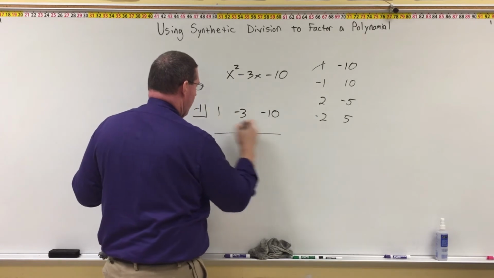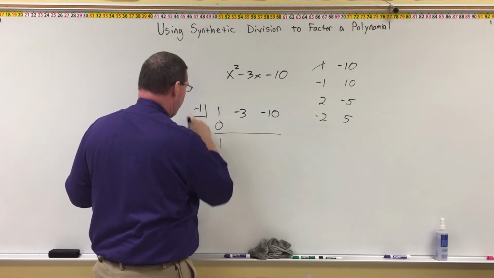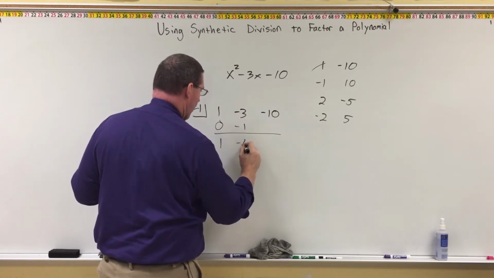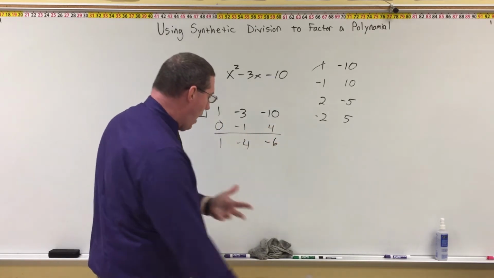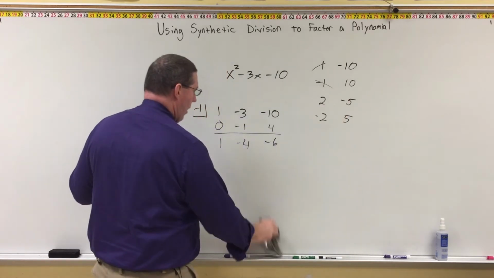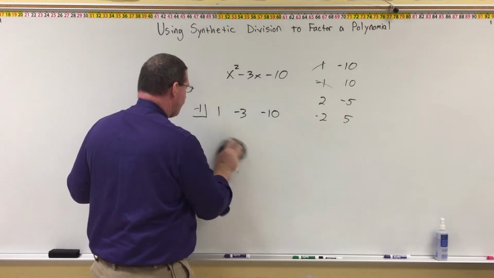Negative 1. Put a 0. 1 plus 0 is 1. Times negative 1 is negative 1. Plus negative 3 is negative 4. Times negative 1 is 4. Plus negative 10 is negative 6. Remainder is not 0. Therefore, negative 1 is not one of our factors.